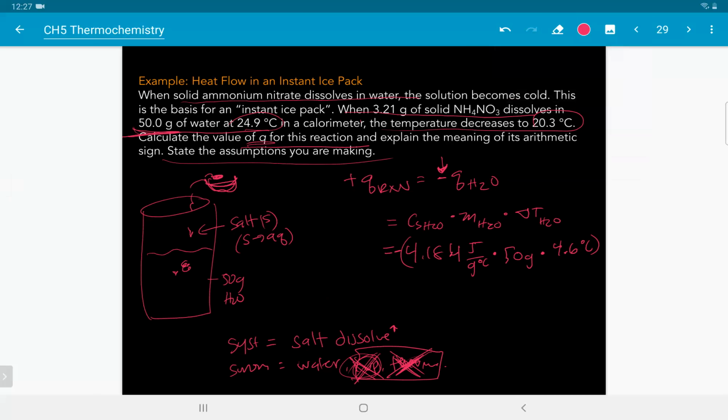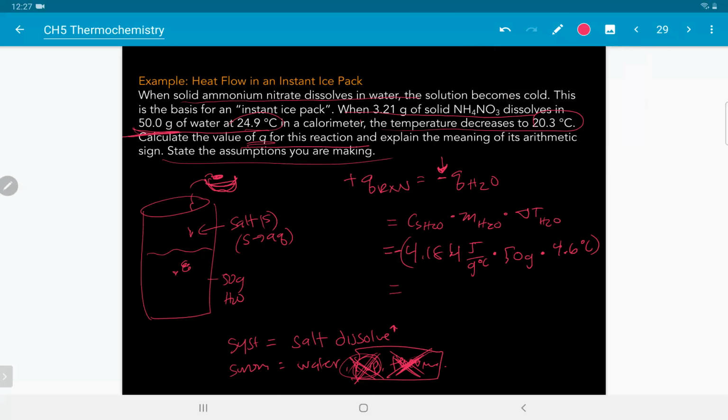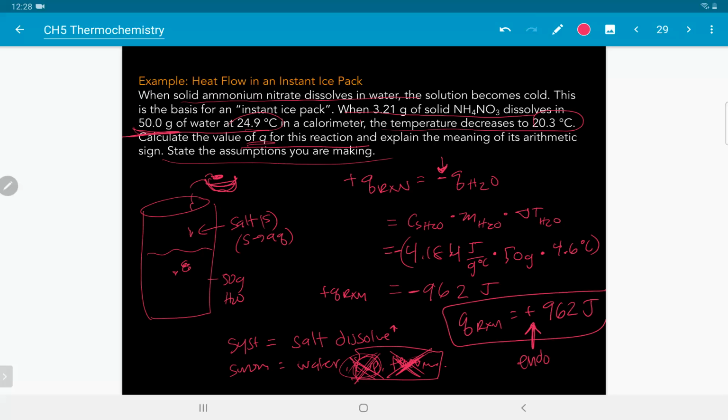Okay, so I think all we have to do now is crunch the numbers. So the Q of the reaction, what is 4.184 times 50 grams times 4.6 degrees, and I get 962 joules. That would be negative. So positive Q of the reaction is equal to the Q of the system for water, which was negative. So if you were asked what's the Q of the reaction, you would say that it's positive 962 joules. Now remember, that positive sign's letting us know that it's an endothermic process.